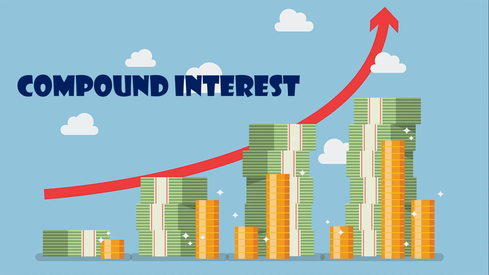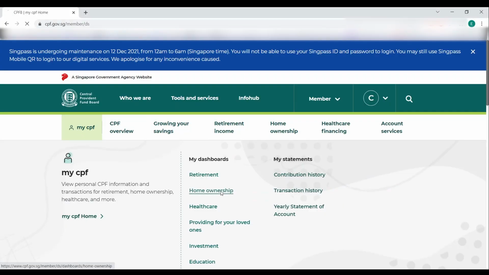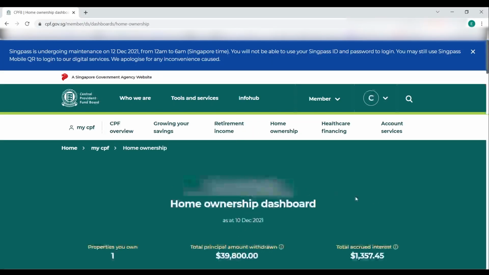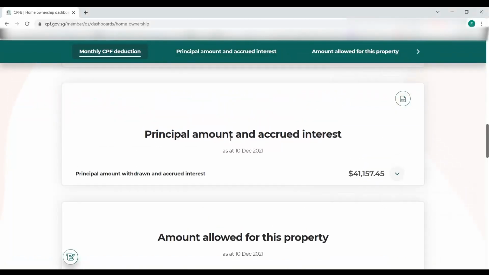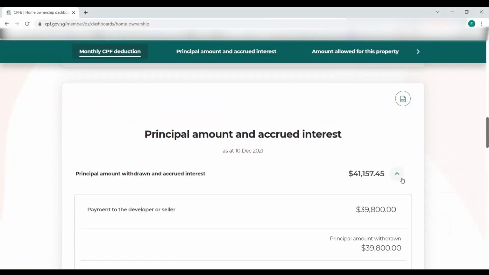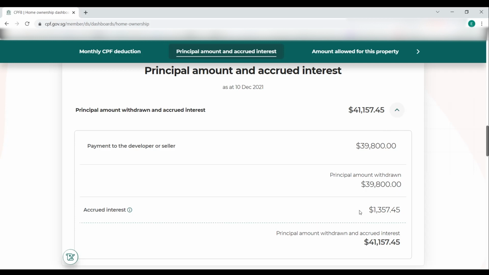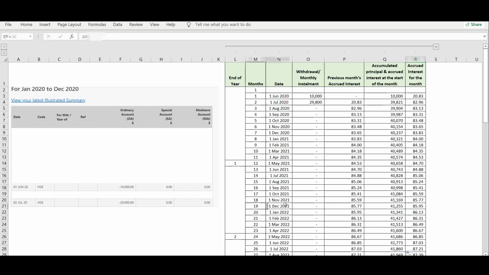Let me quickly show you the amount CPF has calculated for me. According to the CPF statement, it shows that the principal amount withdrawn and total accrued interest as at 10 December 2021 is $41,157.45. In my computation, the amount I derived as at 1st December is $41,255. CPF is more exact because they calculated based on the actual dates. Okay, so that is why the amount is slightly off here.